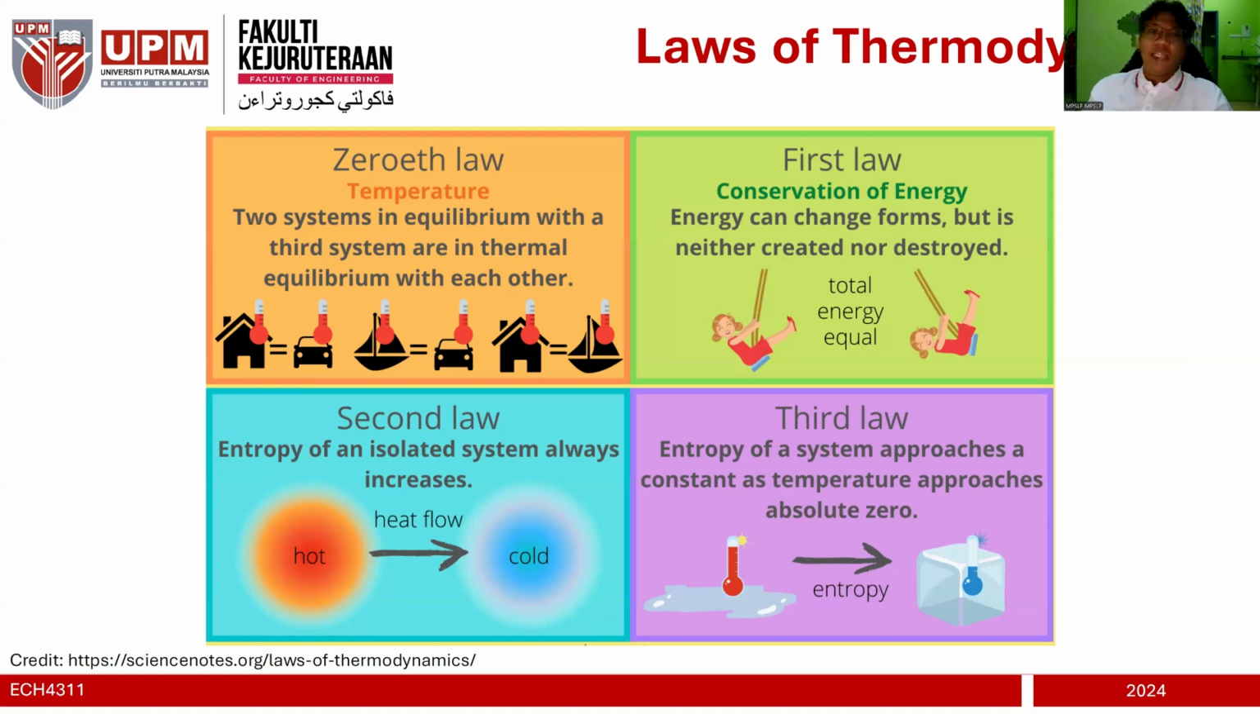By definition, it's related to temperature. If you have two systems that are each in equilibrium with a third system, then the first two systems are also in thermal equilibrium with each other. What does it mean? It's quite simple. Let's say I'm object A, and I have a thermometer here, right? I put the thermometer in my mouth and wait for a couple of minutes, maybe an hour, whatever, until both of us, object B and me, object A, are in thermal equilibrium.